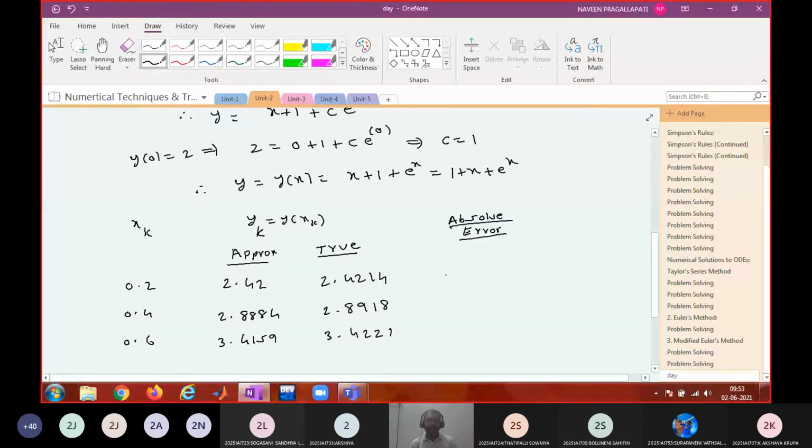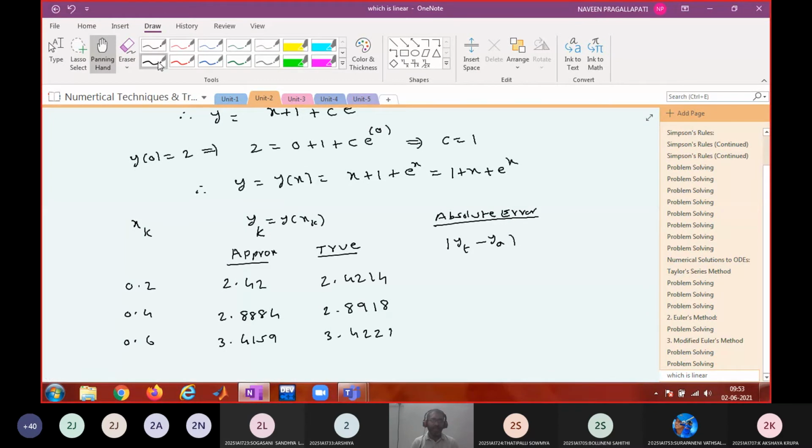So what is absolute error? Absolute error is the modulus of y true value minus y approximate value, right? So find out the difference of these two. Difference means positive value only, or non-negative value. What is absolute error for the first one?